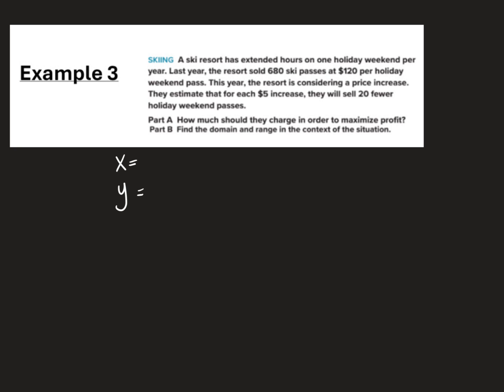X is the number of $5 price increases. Y is the total amount of money made.